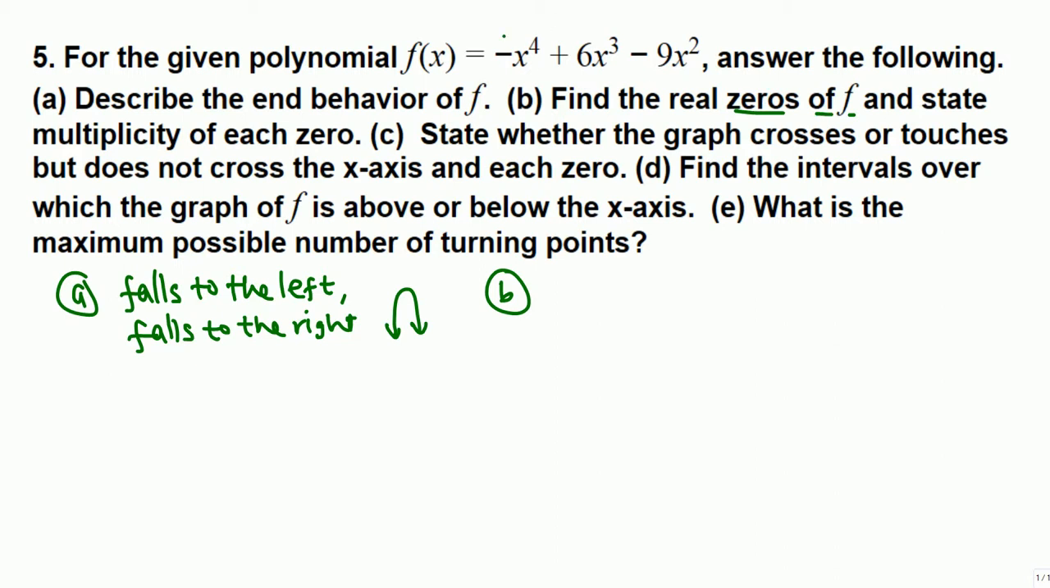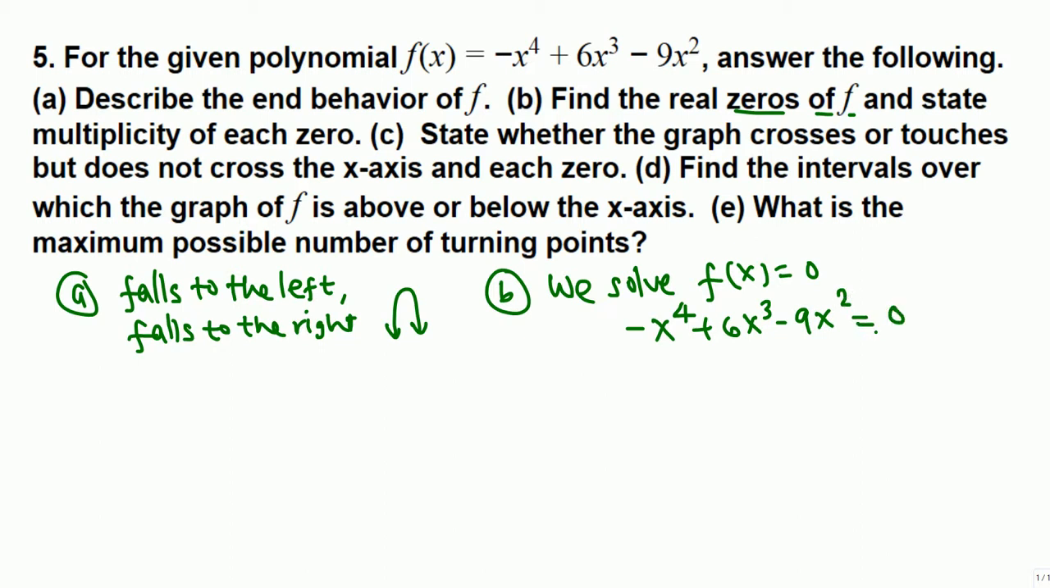In part B, find the real zeros of f. So we need to find the roots or zeros of f. So we solve the equation f(x) equals 0, that is negative x to the fourth plus 6x cubed minus 9x squared equals 0.